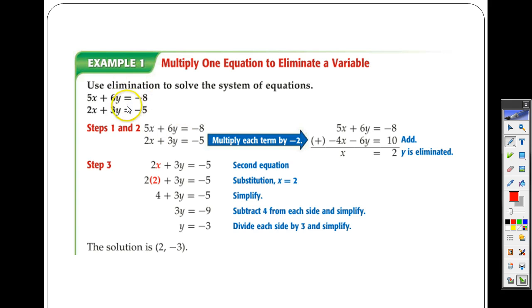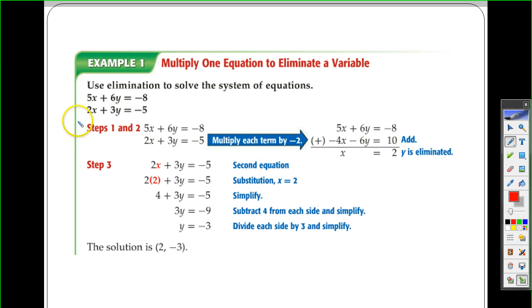Alright, so here we have 5x plus 6y equals negative 8, 2x plus 3y equals negative 5. So nothing really matches up here where we can add or subtract. But if I were to multiply by negative 2, so if I made this into 6y, that would be really convenient, right? Or if I made it into negative 6y. So that's what they did here, multiply by negative 2.